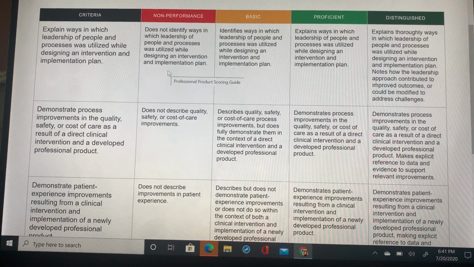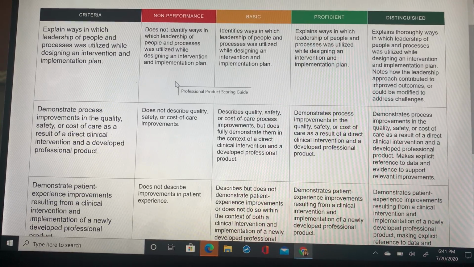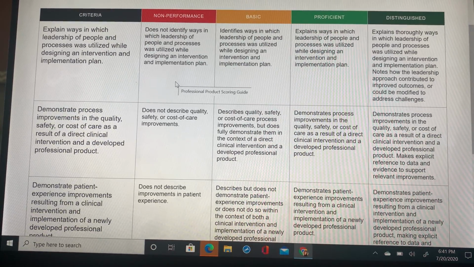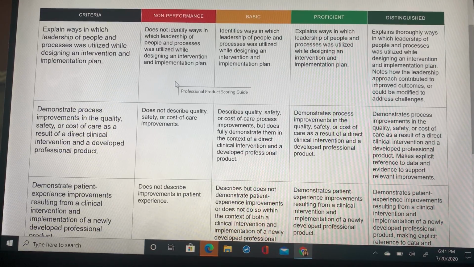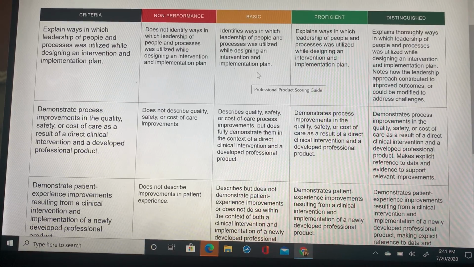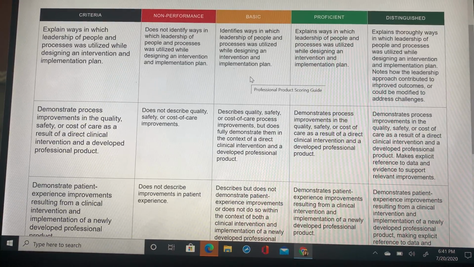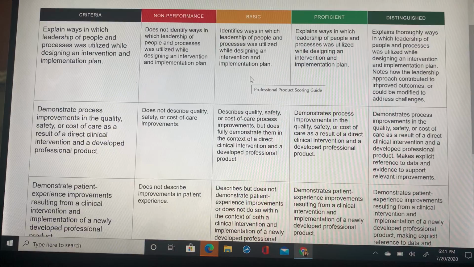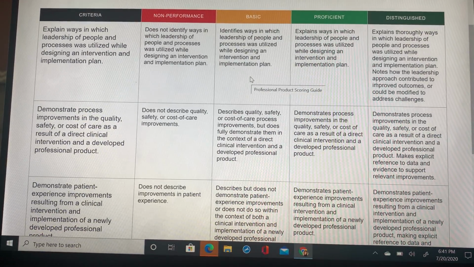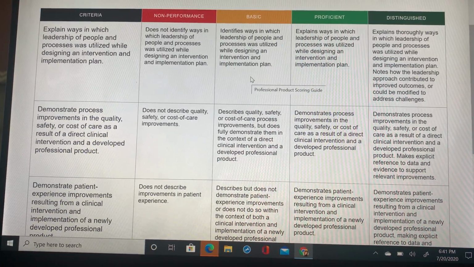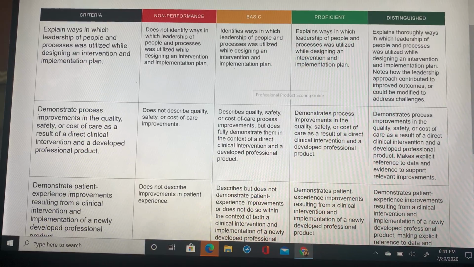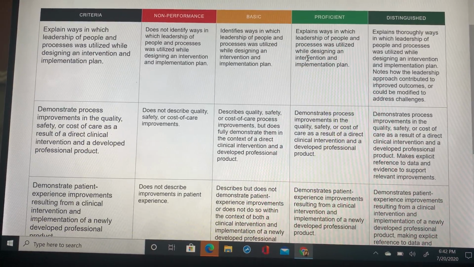Non-performance, you did not understand what they were asking. Does not identify ways in which leadership of people and processes was utilized while designing an intervention and implementation plan. Here, you get a basic grade. Identifies ways in which leadership of people and processes was utilized while designing an intervention and implementation plan. So you did that part, so it was basic. You didn't really do all that it was asking here, and we'll get here.